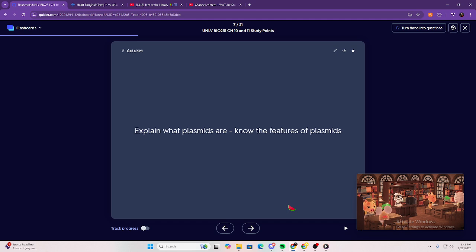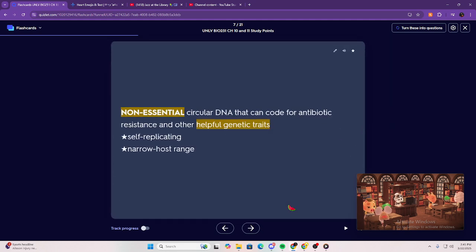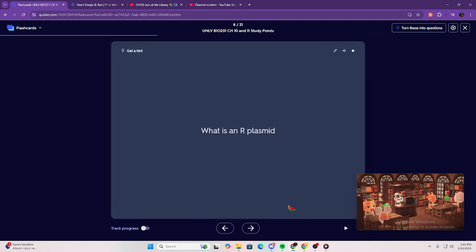Explain what plasmids are. Know the features of plasmids. Plasmids are non-essential, but they are very helpful in coding for genetic traits. Not all bacterial cells have plasmids, but if they do, they're more effective and live longer, and they are self-replicating, and they have a narrow host range, and I'll get into that later.